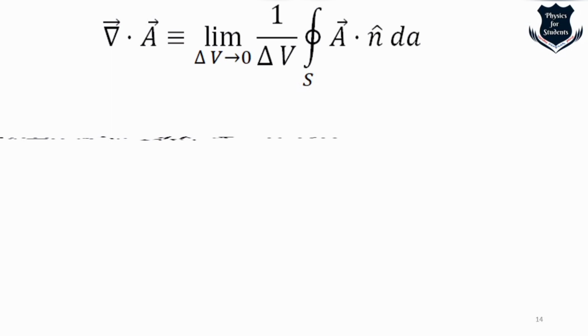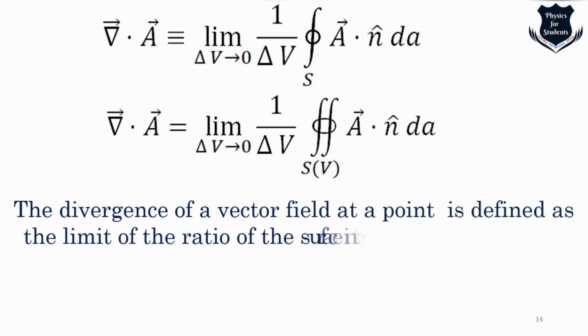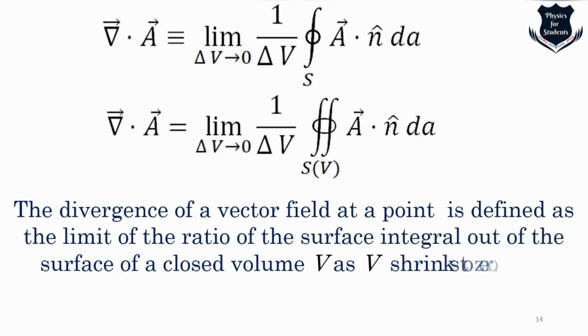Okay, so we can also write it in this way. I've written it in these 2 formats so that once you see this and this, you don't get confused. So we can say that the divergence of a vector field at a point is defined as the limit of the ratio of the surface integral out of the surface of a closed volume V as V shrinks towards 0, which I have shown just a few seconds earlier, how we are defining that delta V in terms of xy for 2 dimensions and xyz for 3 dimensions. So that stands as a kind of understanding.